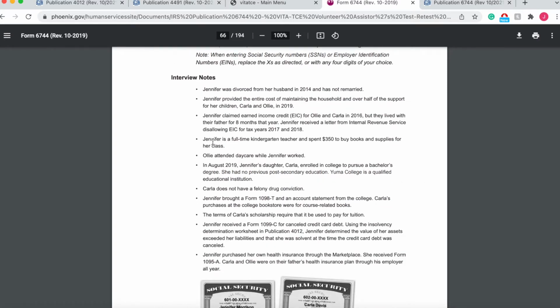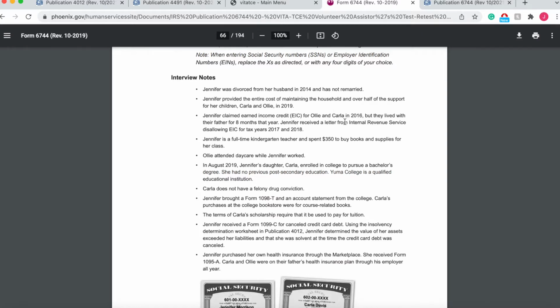Additionally, Jennifer is a full-time kindergarten teacher, and she spent $350 to buy books and supplies for her class. So we have the educator expenses that we talked about in the last lecture. We see that Ollie attended daycare while Jennifer worked, and there we see an indication that we may have the child and dependent care credit. We're only a couple bullets into the interview, and we already know a lot about the client.